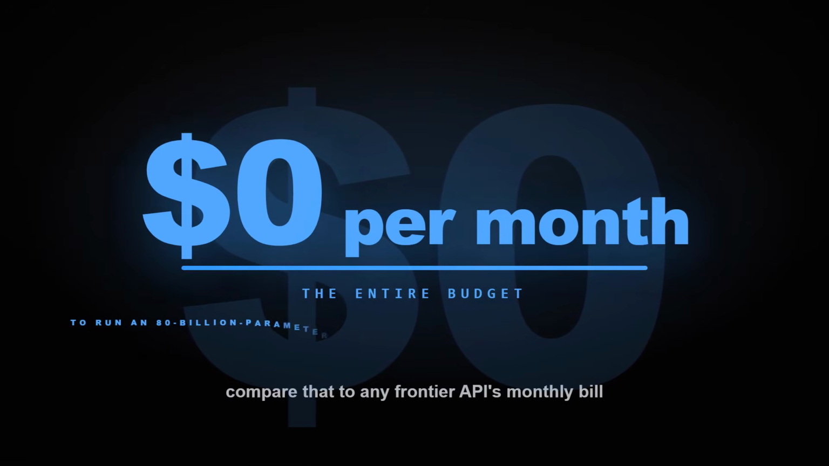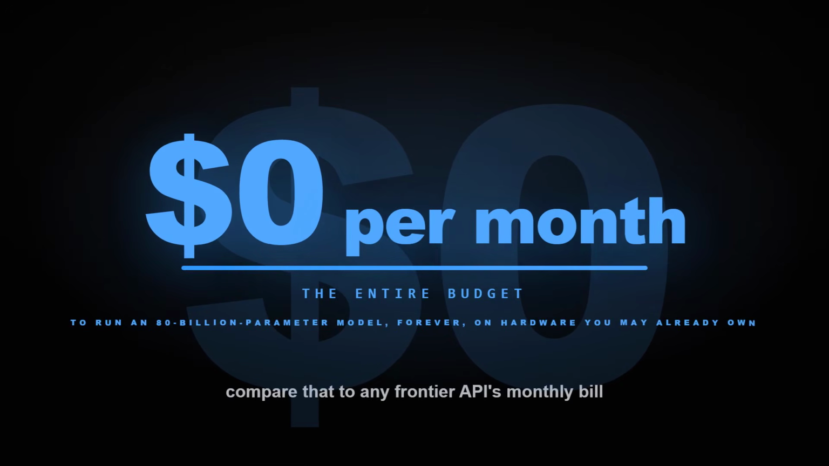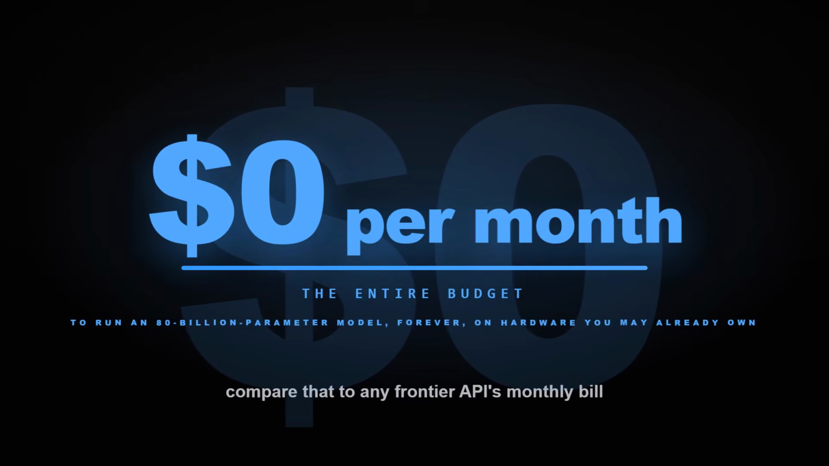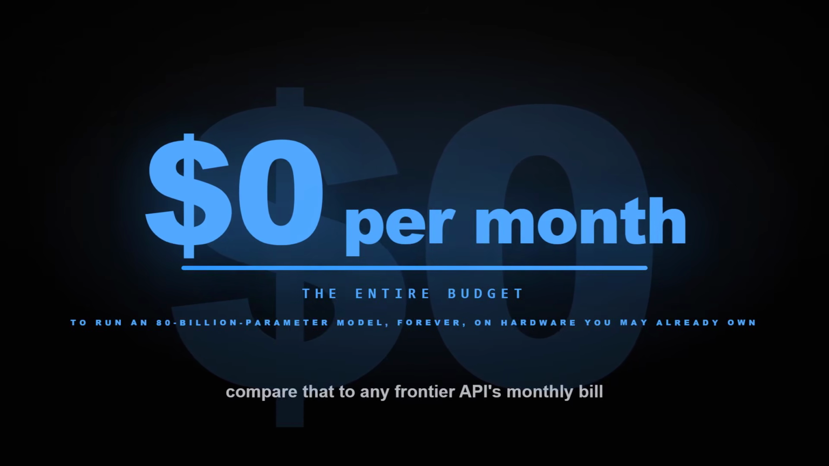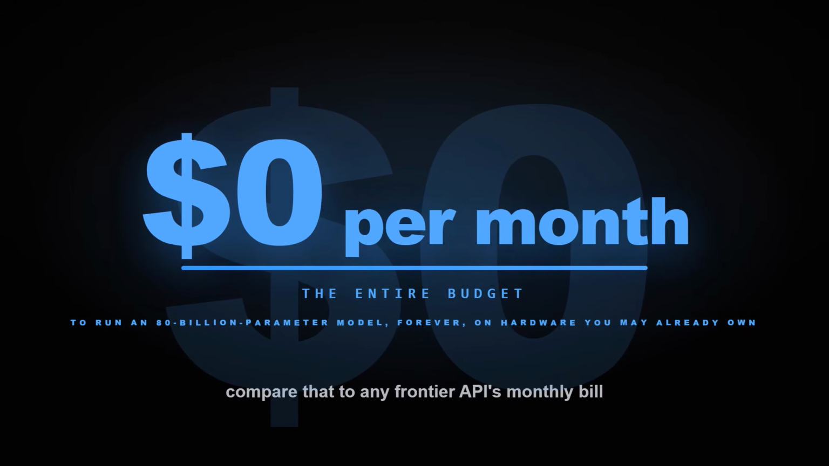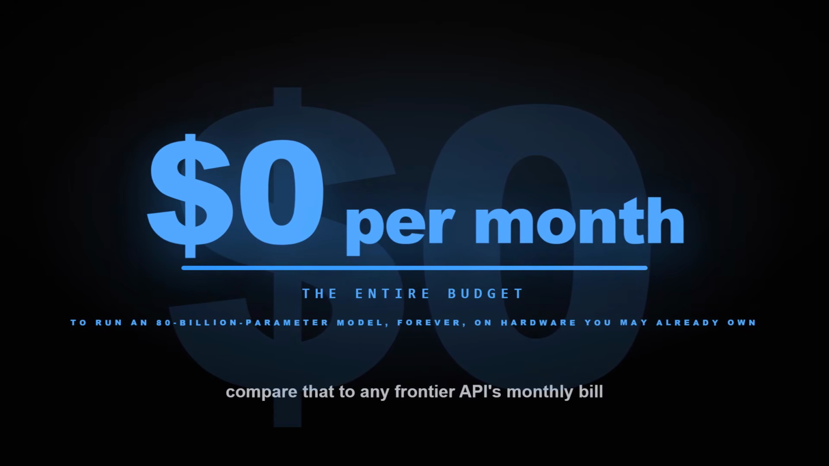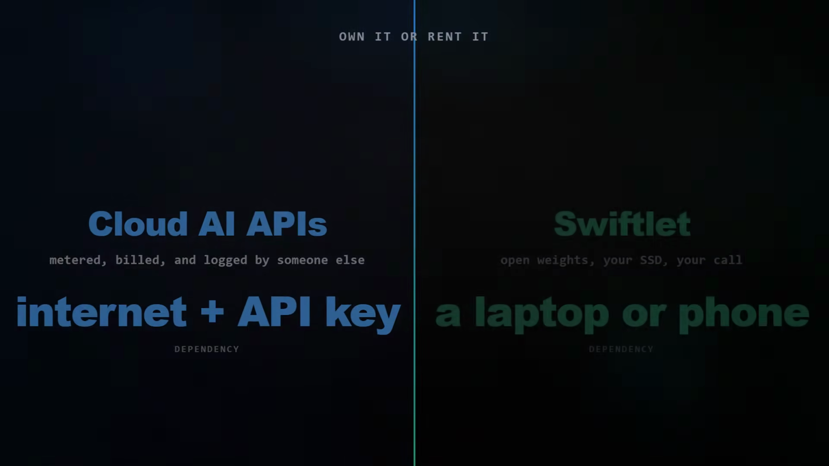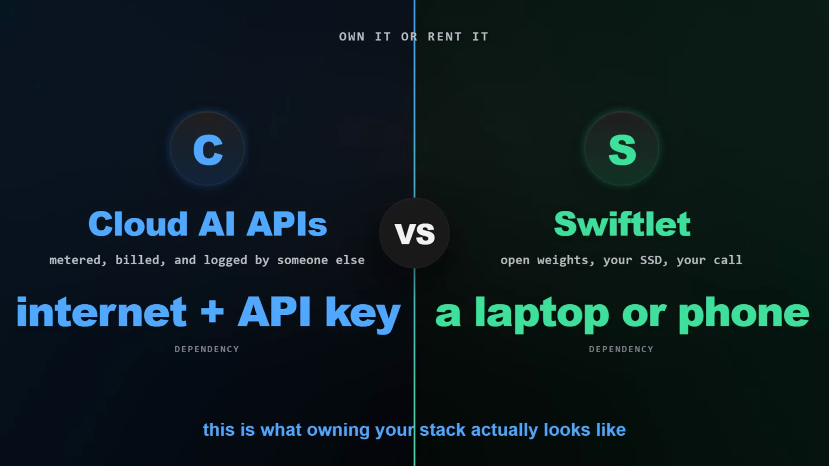Here's the number that actually matters. $0 a month forever to run an 80 billion parameter model on a machine you might already own. Compare that to any Frontier API's monthly invoice. Rent an AI model from someone else's cloud, and every token is metered and billed. Own the weights and stream them off your own SSD, and the only dependency left is hardware you already have. That's the whole thesis of this channel, running as actual code.